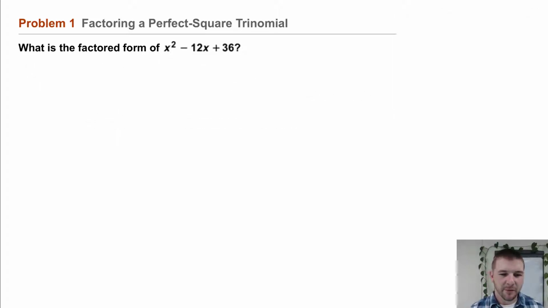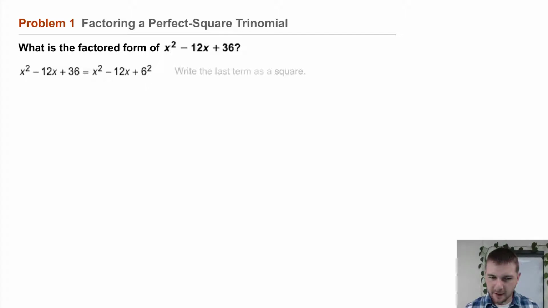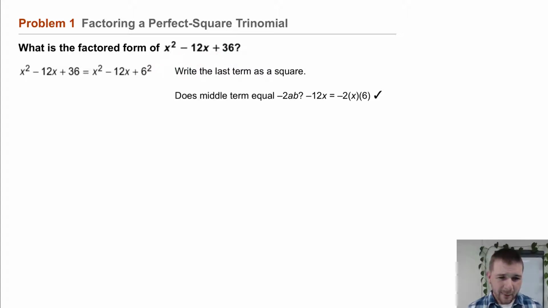What is the factored form of x squared minus 12x plus 36? Well, x squared minus 12x plus 36 equals x squared minus 12x plus 6 squared. So we're just writing the last term as a square. Now we need to consider, does the middle term equal negative 2 times a times b?